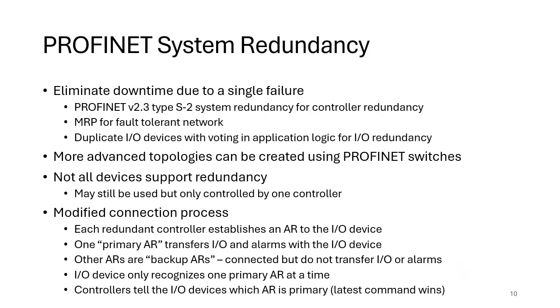Now we can use MRP, the media redundancy protocol, to create a fault-tolerant network. But what happens if the controller fails? This is where PROFINET system redundancy comes in. So PROFINET system redundancy is a way of eliminating downtime due to a single failure. And we have multiple types of redundancy, but the one that's commonest and easiest to implement is PROFINET version 2.3 type S2 system redundancy. And this allows you controller redundancy.